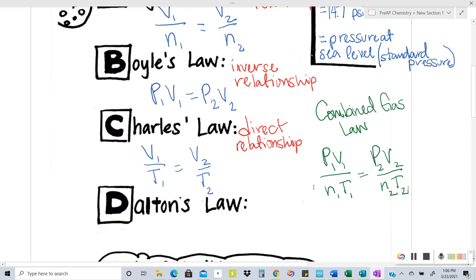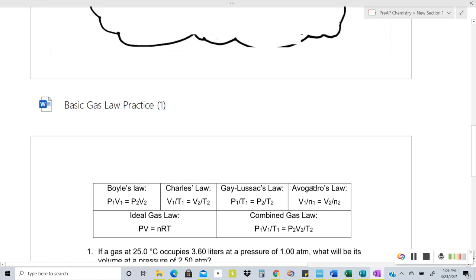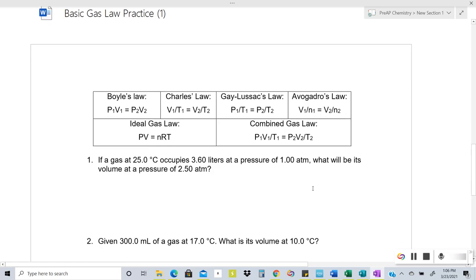If you have questions, please reach out. I am going to work some problems now. These are on the back of your note sheet. So just go ahead and flip it over. Okay, there are some other laws on here on the back. I'm only expecting that you know those 4 gas laws for now. We'll address the other gas laws when I get back.